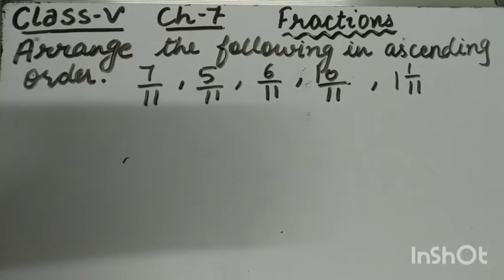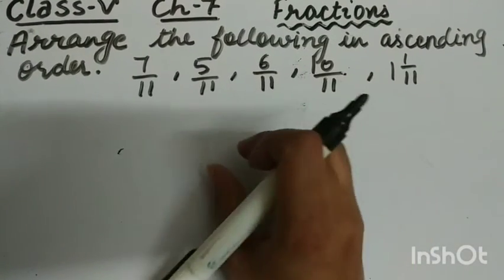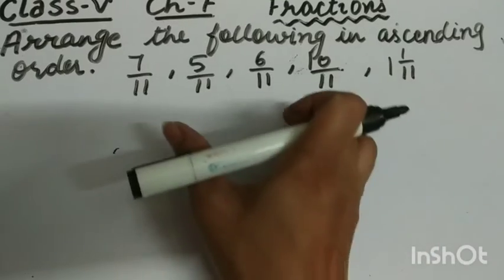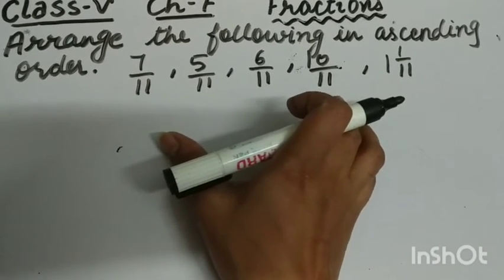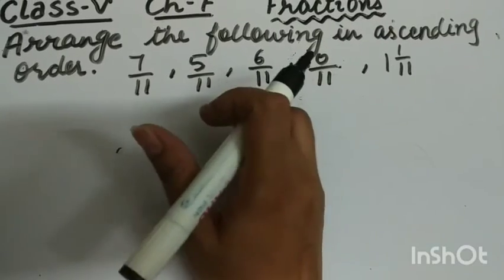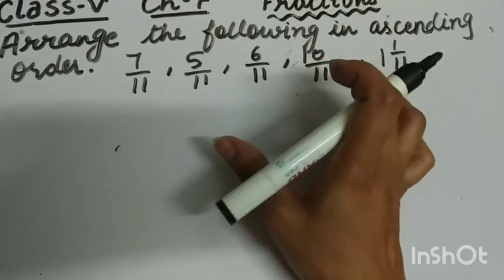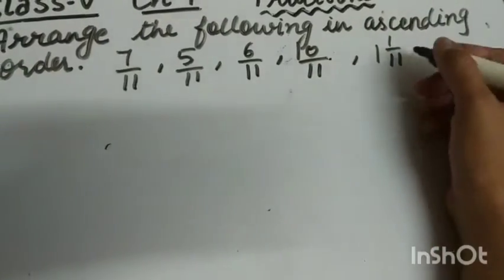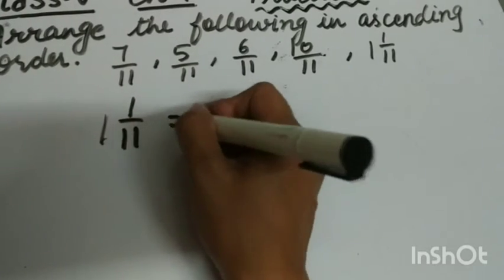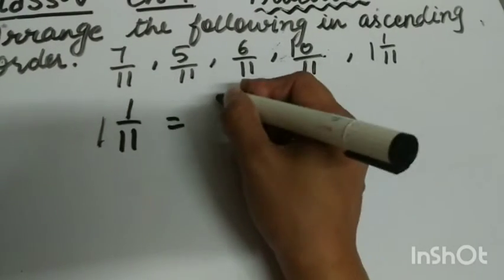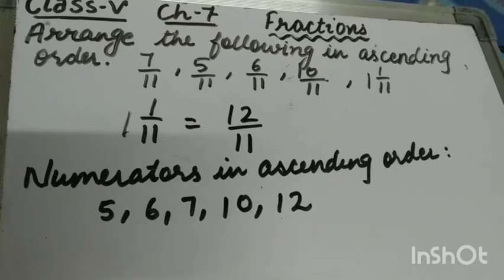Next is arrange the following in ascending order. Ascending order means arrangement from smallest to greatest, and here all the fractions have same denominator. In that case the fraction with smaller numerator is smaller and greater numerator is greater. First of all, we will solve this mixed fraction 1 upon 11. It will be 11 ones are 11 plus 1, 12 upon 11. Okay, this is 12 upon 11.